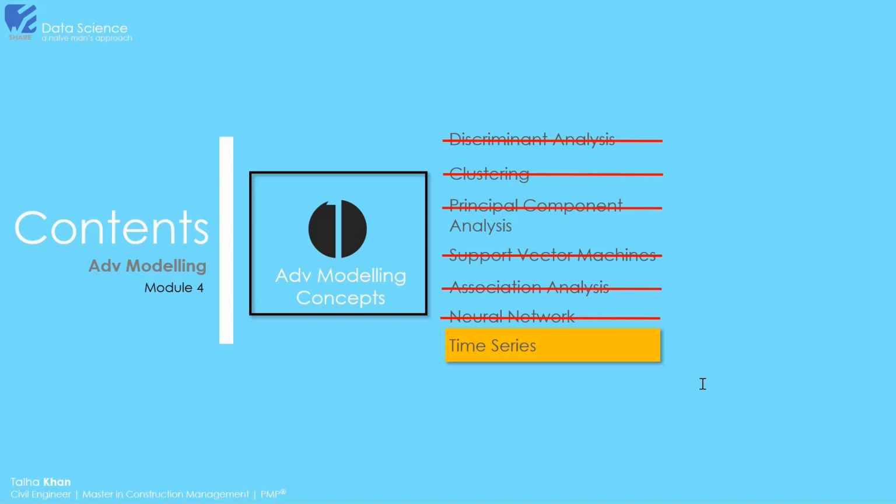So in this video we'll be covering time series. This will be our last topic of the module Advanced Modeling Technique. Now so far we have completed some really powerful methods in this module like discriminant analysis, clustering, principal component analysis, support vector machines, association analysis, and the mighty neural network. Now let's see what we are going to cover in time series.